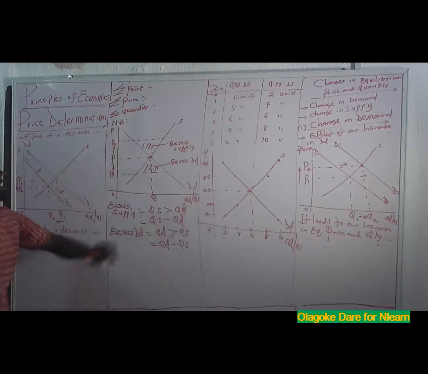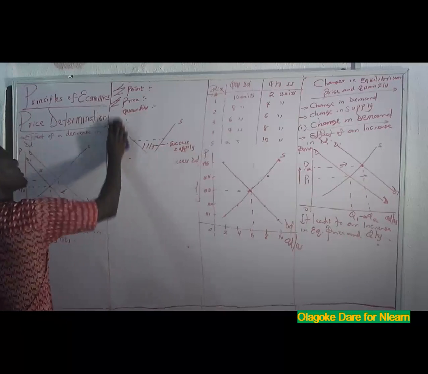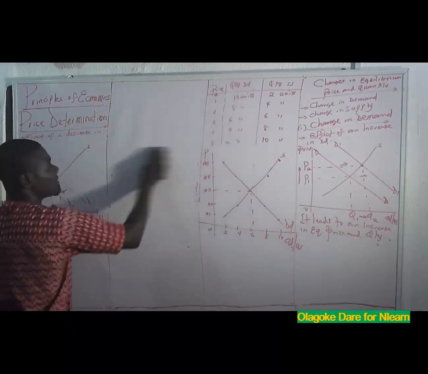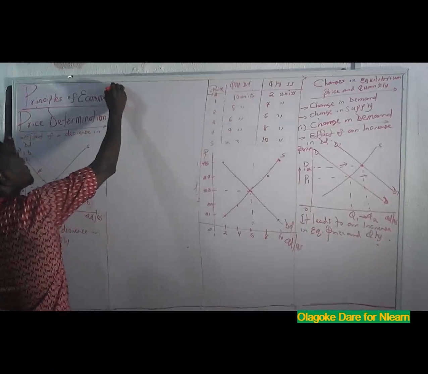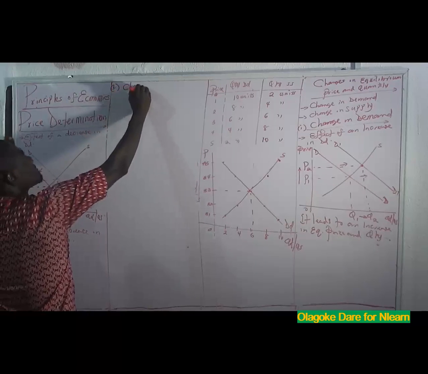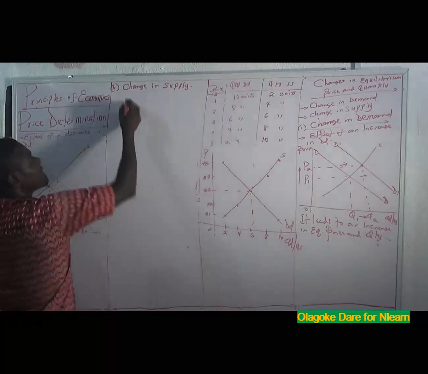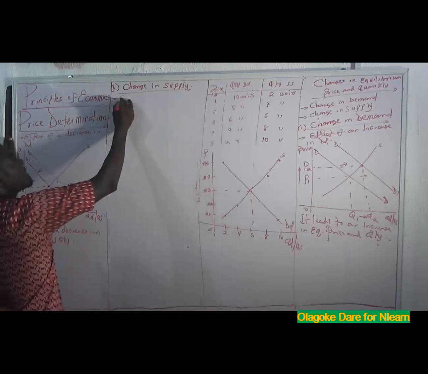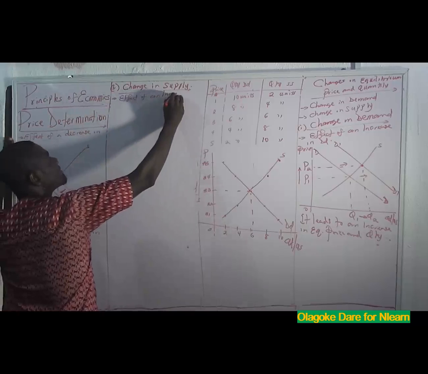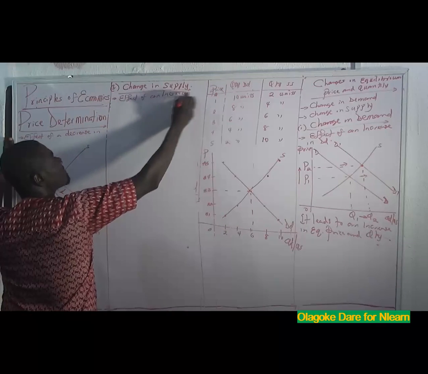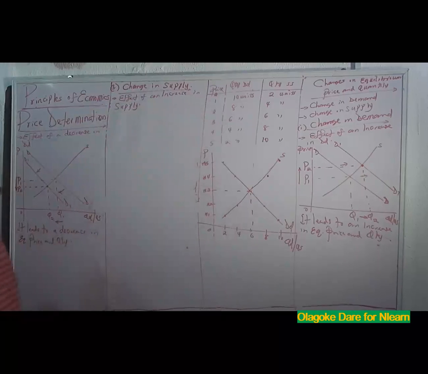Let's look at the other scenario, the effect of a change in supply. The next one is number 2, change in supply. When we have a change in supply, it could either be an increase or a decrease. Let's look at the first one, effect of an increase in supply. When we have an increase in supply, what happens?